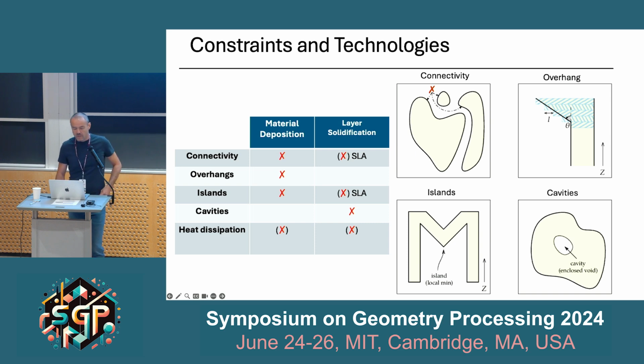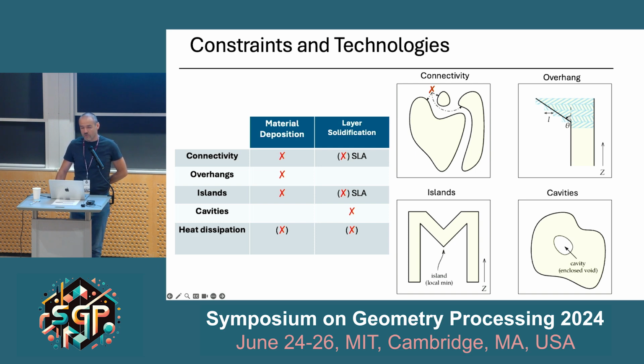Supports are necessary in various cases. They may depend on the technology, but typically if you use material deposition, you may need supports if your model is made of several connected components, because of course you don't have any place where to put one if you do not use supports in between.